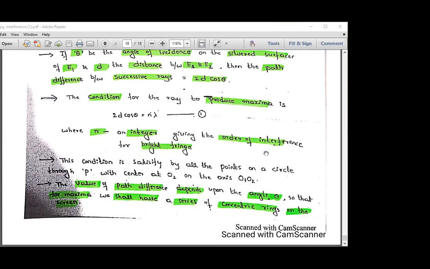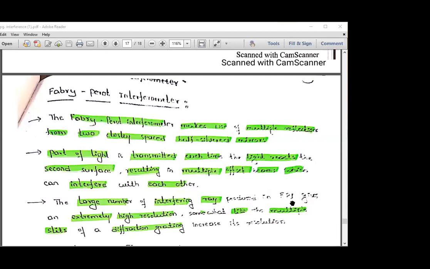n is an integer, as we know, and therefore the value of the path difference depends on the angle theta. So for maxima, we shall have a series of concentric rings on the screen. We can have a series of concentric bright and dark rings depending upon the value of n and angle theta. So this is about the Fabry-Perot interferometer. Right. Tomorrow we will continue with the Fabry-Perot interferometer.